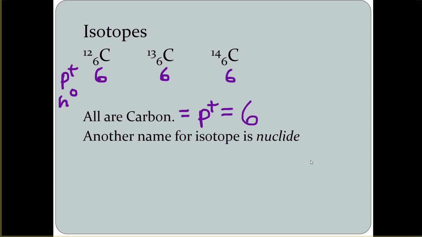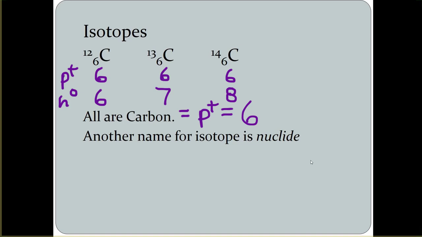Let's look at neutrons. So for neutrons, remember to get that mass number, it's protons plus neutrons. So I would just subtract 12 minus 6. I would have 6 neutrons for carbon-12. For carbon-13, I would have 7 neutrons. And for carbon-14, I would have 8 neutrons.